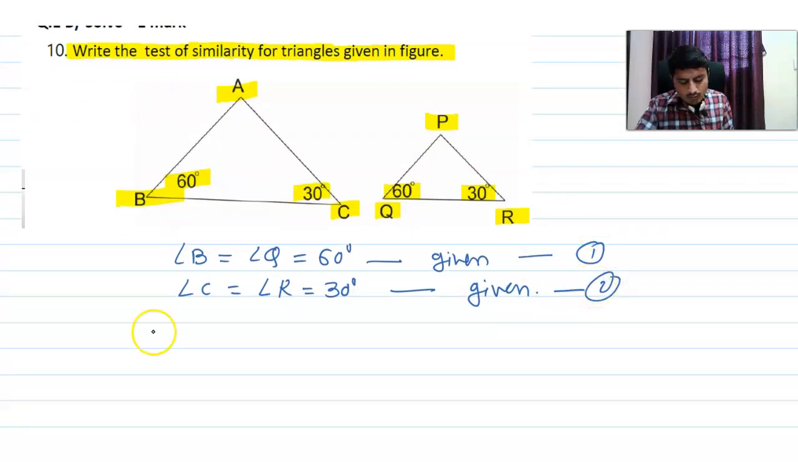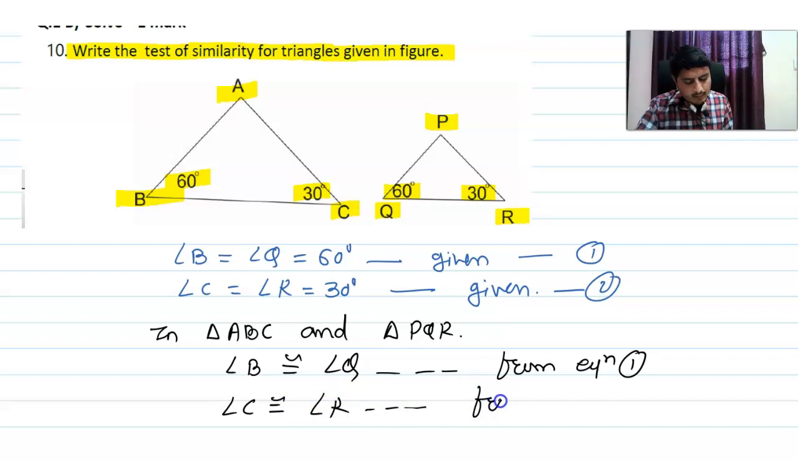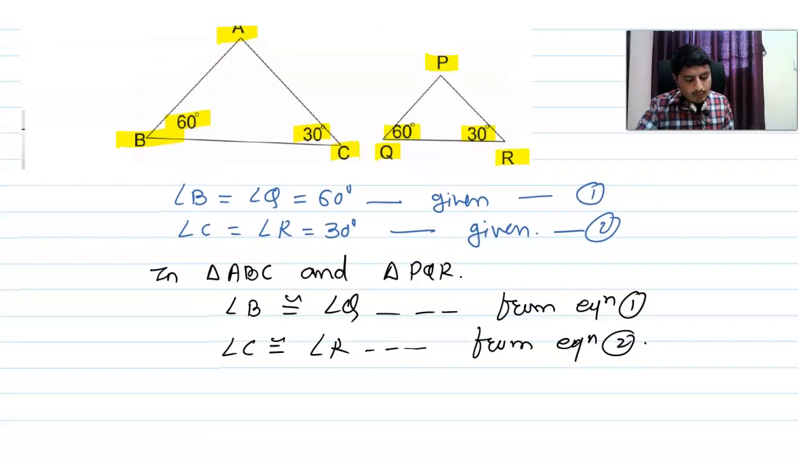Now let us consider the given triangles, triangle ABC and triangle PQR. In the triangles we have angle B congruent to angle Q, from equation 1. Once the given two angles have the same measures, we can say that they are congruent. Equal means congruent here. Now as per equation 2, angle C is congruent to angle R because both have the same measures as per equation number 2.